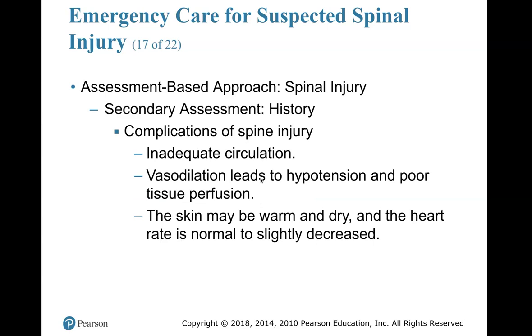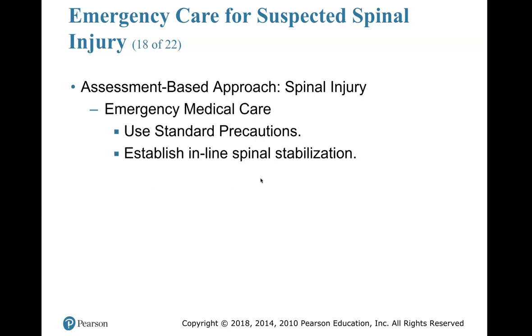Inadequate circulation is also a complication of spinal injury. Vasodilation leads to hypotension and poor tissue perfusion. So if you got poor tissue perfusion, you're probably going to have some pale, cool, maybe clammy skin. It may be warm and dry, and the heart rate is normal to slightly increased. Just depends on if it's neurogenic shock. You'll have that warm, pink and dry skin and a normal heart rate. So just, like I said, you can't just take one vital sign and make your decision. You have to take all of the little clues, put them together, and then make your decision.